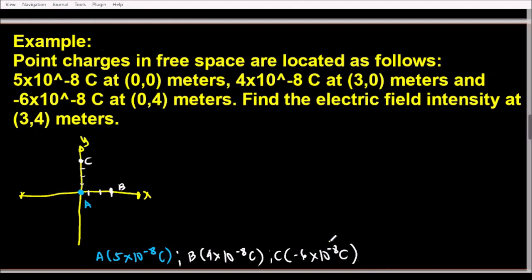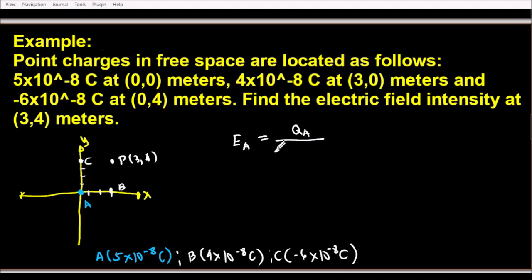So we need to find the field intensity at this coordinate, 3,4. This is 3 for the x. Then you must go up 4 units. This will be our point here, our 3,4. We need to find the electric field intensity, for example, at this point from point A, point B, and point C. Okay? So for A, the electric field intensity is equal to Q A over 4 pi epsilon sub r epsilon sub 0 d squared. Your d squared here must be the distance of A to point P. So how are we going to get the distance from point A to point P?